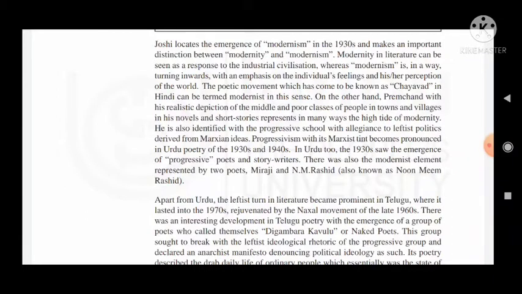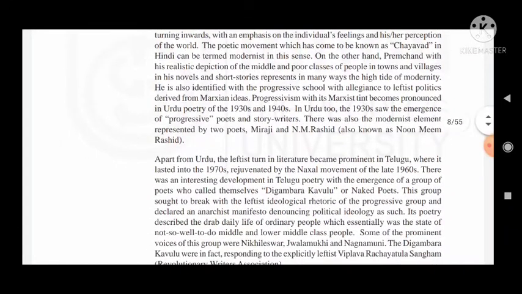On the other hand, Premchand, with his realistic depiction of the middle and poor classes of people in towns and villages in his novels and short stories, represents in many ways the high tide of modernity. All of you know Premchand.